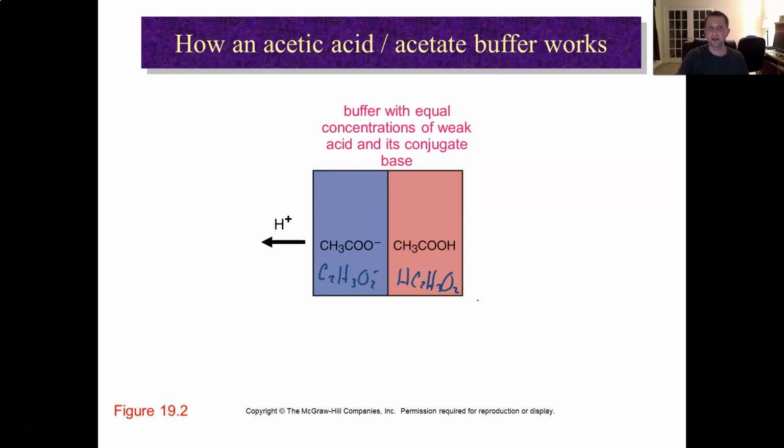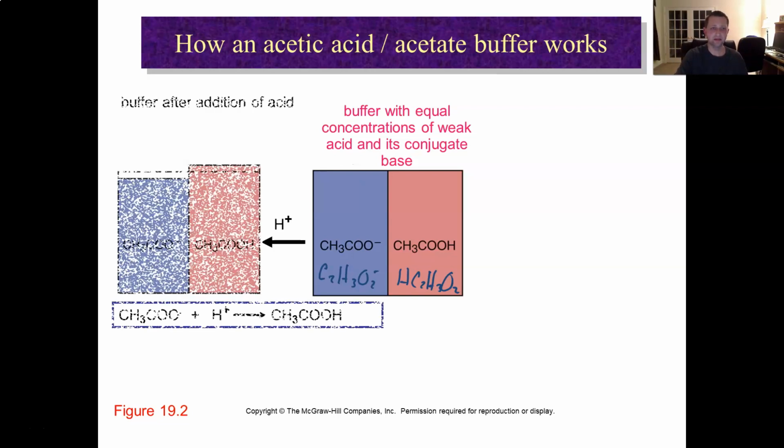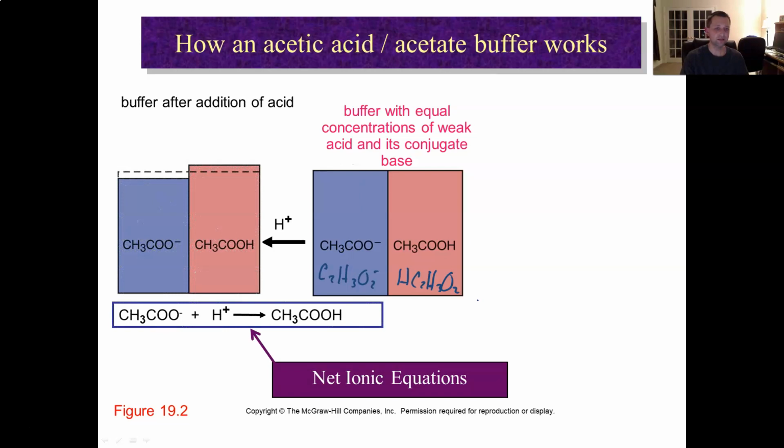So let's add an acid to that. The acid is going to react with the anion, the acetate anion, and what you're going to end up with is acetate ion plus H+ yields acetic acid. So you can see the anion concentration will go down a little bit from where it started, and the acetic acid concentration will go up a little bit. So the pH is still going to drop, but not by much, okay? Because instead of having pure H+ in solution, you're going to end up with the acetic acid instead.